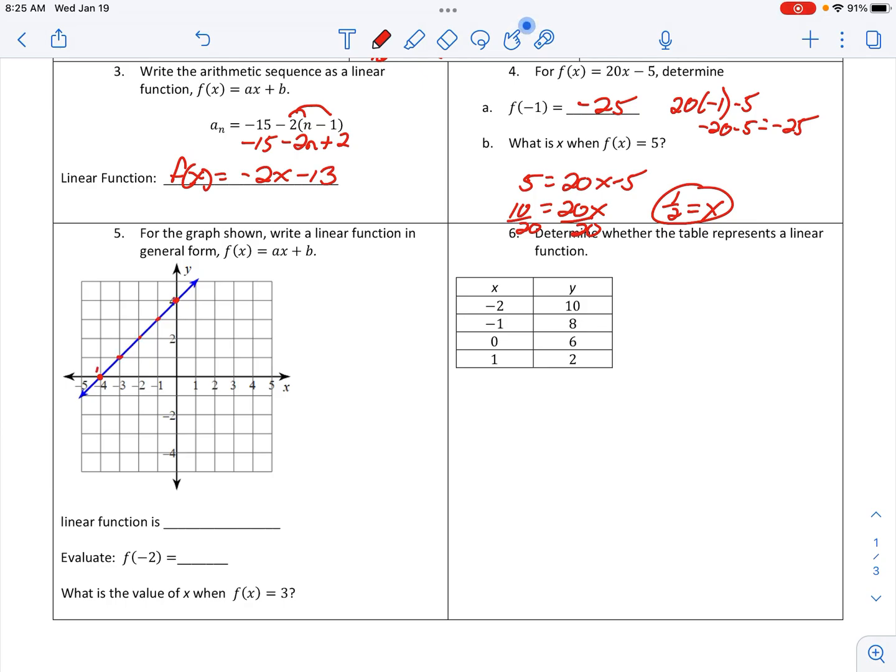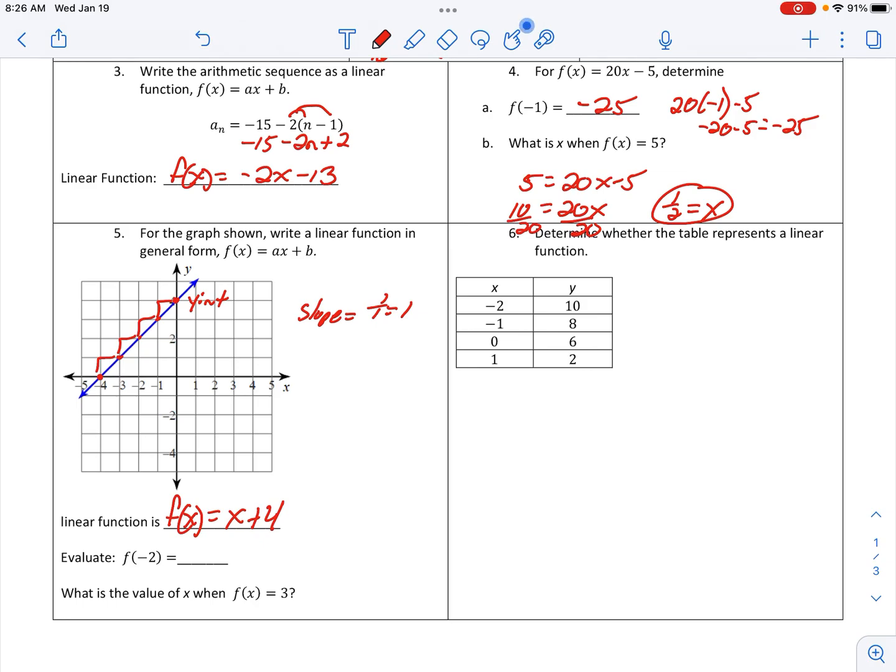Make those steps. And we can see up 1, right 1, up 1, right 1, up 1, right 1, up 1, right 1. So the slope is just 1. 1x. The y-intercept is right up there at 4.